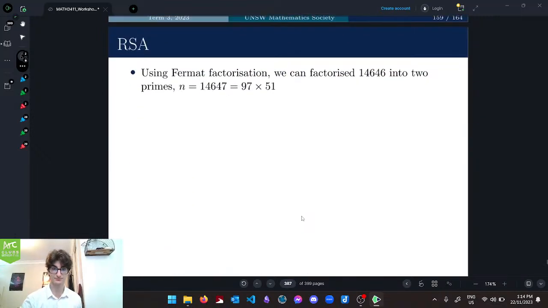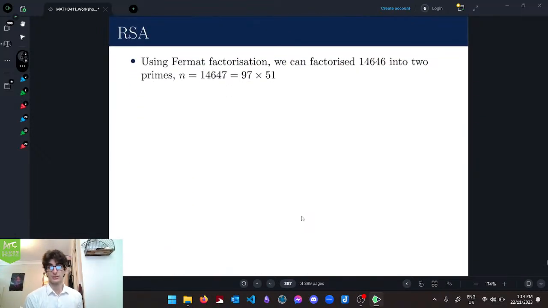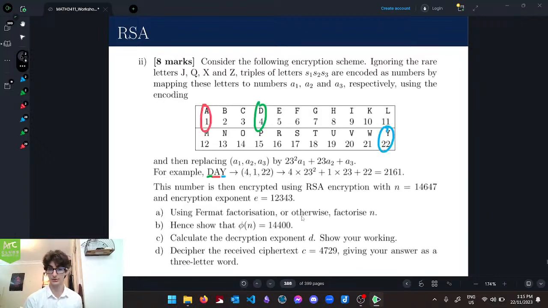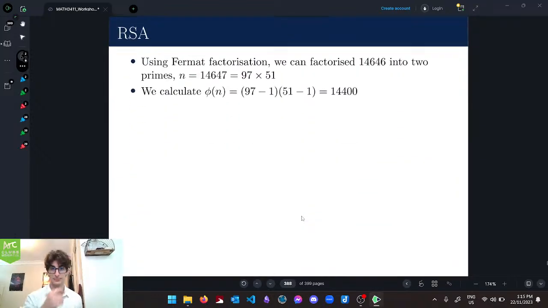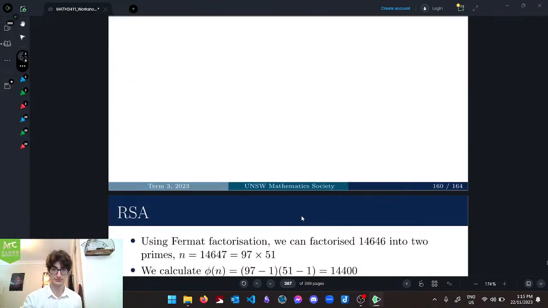This is our first question. So just using the factorization theorem, we can factorize 14646 into 2 primes, 97 and 151. Then show that phi of n is 14400. So we calculate phi of n, we remember it's our first prime minus 1 times our second prime minus 1. 14400.